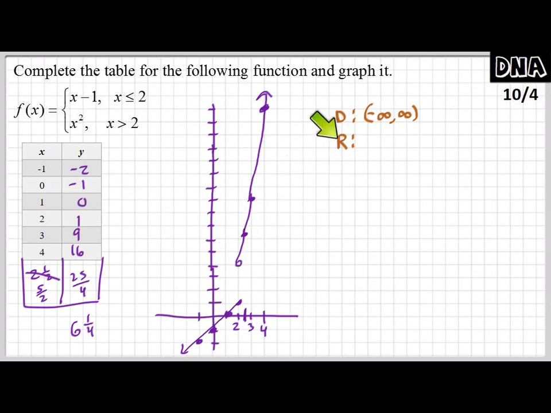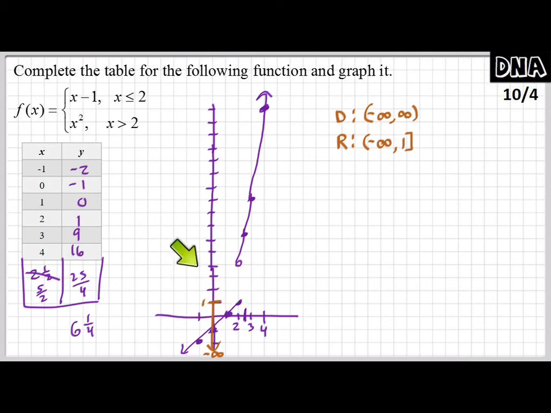What about the range? Now the range is kind of interesting. It looks like this arrow is pointing down, so our lowest range number would be negative infinity because we can't find the lowest. But then it stops right here at 1. So this interval is negative infinity all the way to 1. It stops. So I'm going to say negative infinity to 1. And it looks like 1 is included in the range because there's a solid dot right at 1.